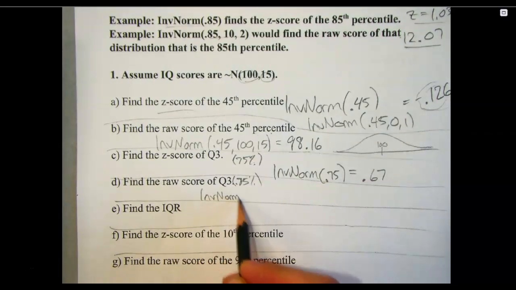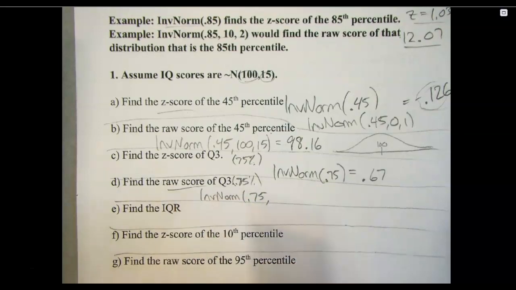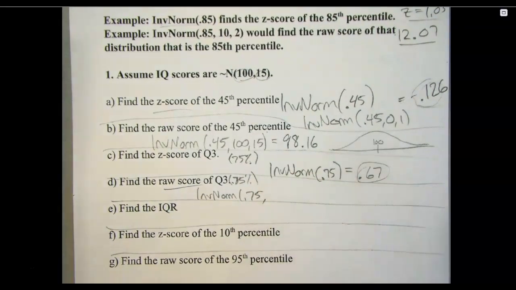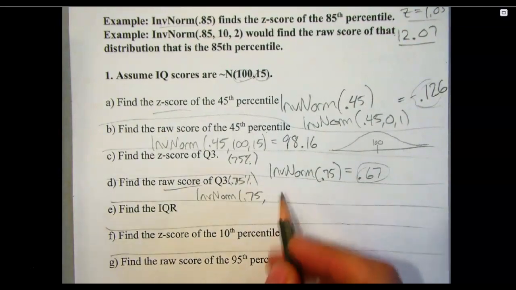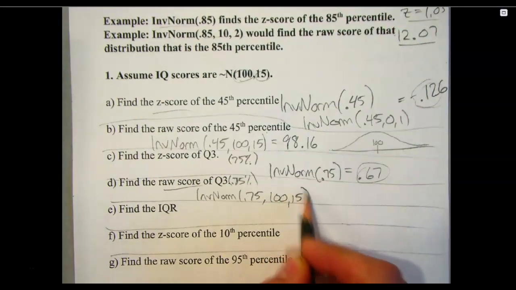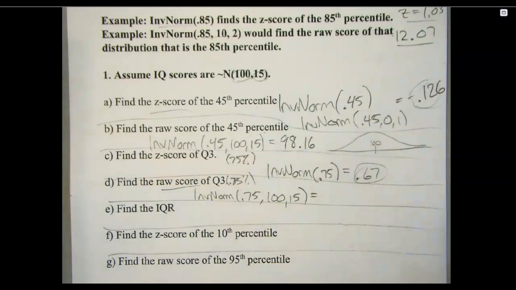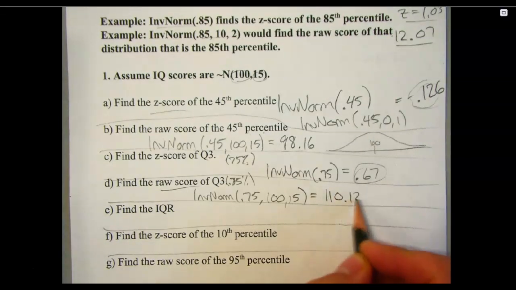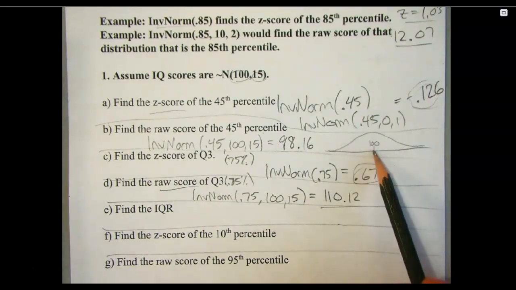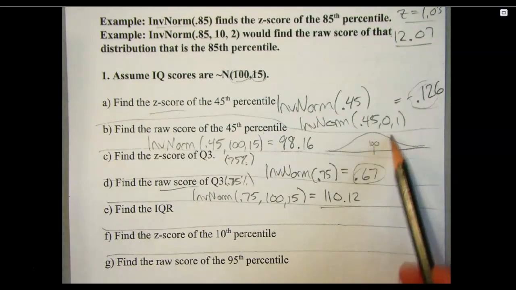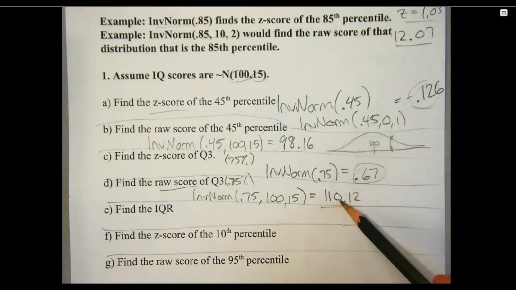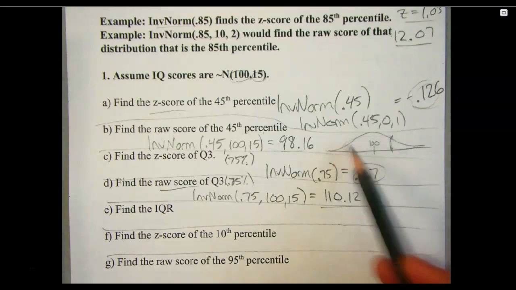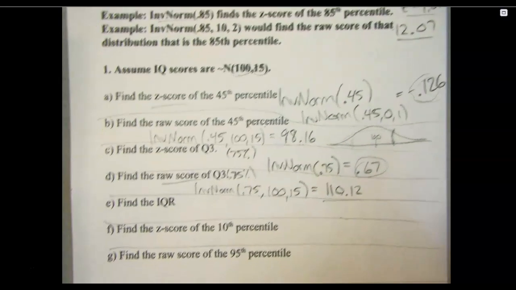So inverse norm 0.75, and then I can find the raw score two ways. I could throw this in my formula and do a bunch of work, or be lazy. It's not just lazy; I'm way more likely to screw up than the calculator is. So I'd rather do it that way. So 110, or about 1.2. If the middle is 100, is it reasonable that 75% of the data is below 110? Sure. If I got like 80 here, is it reasonable that 75% of the data is below 80? No. So just use that as a way to check.